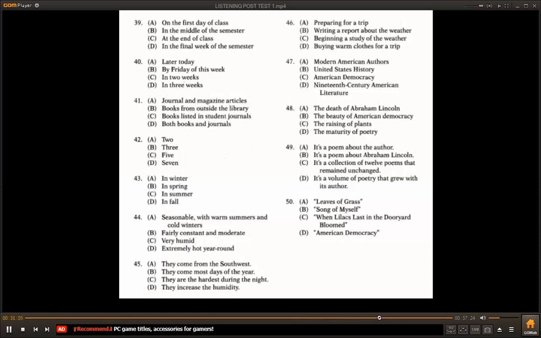Questions 43 through 46. Listen to a talk about Hawaii. For those of you taking part in the trip to Hawaii next week, I'd like to give you a little information about the weather that you can expect there.